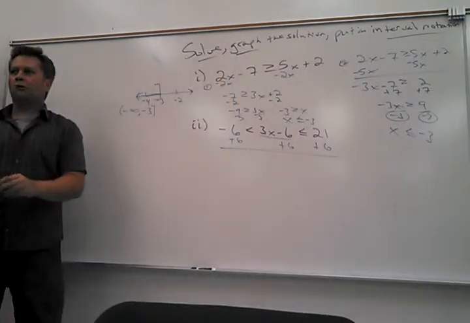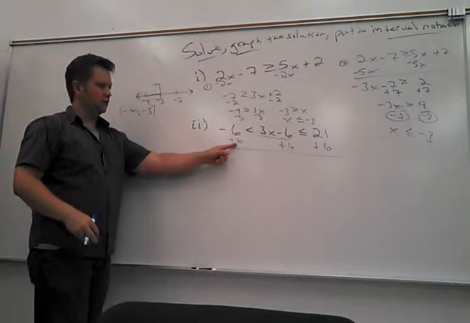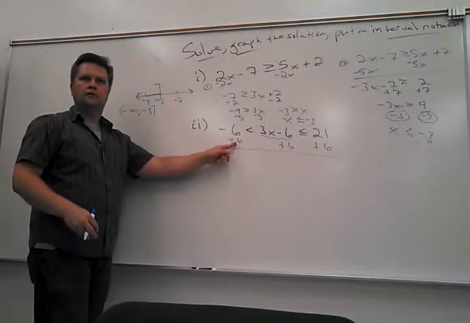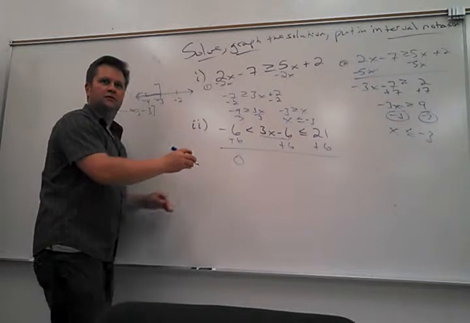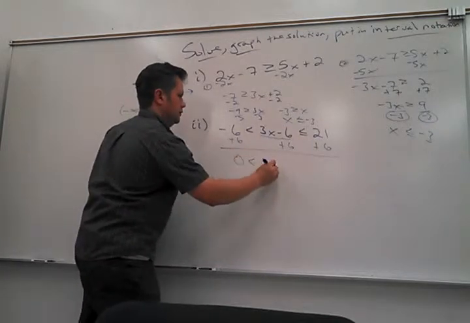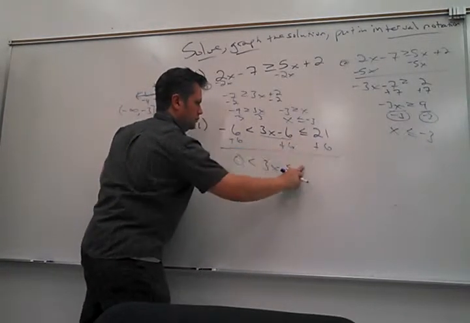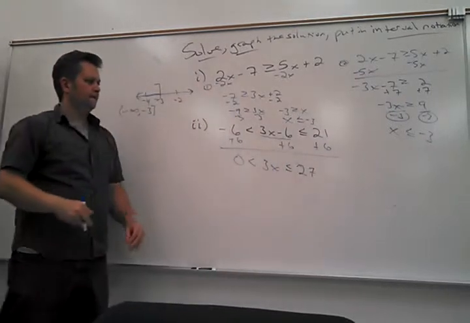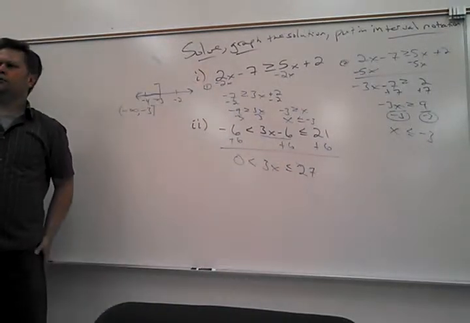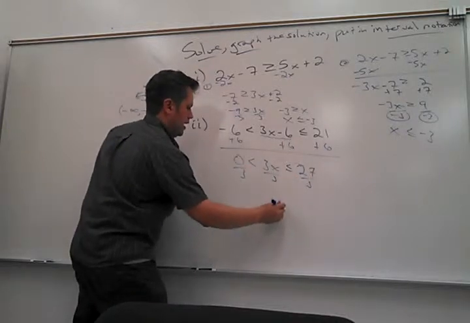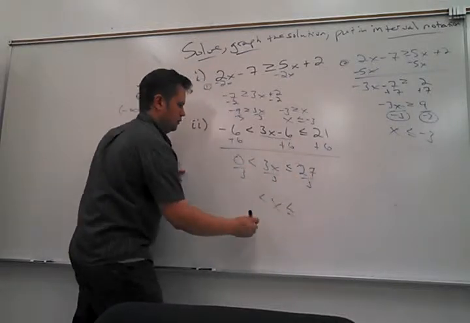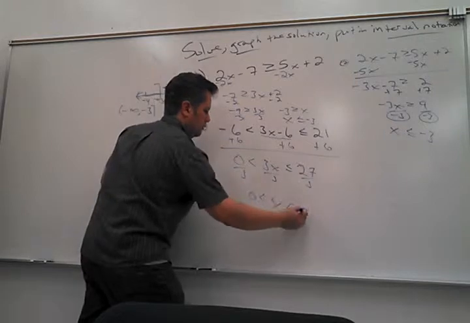Now, I did this kind of on purpose. This is 0. It's not gone. It's 0, right? Which is less than 3x, less than or equal to 27. And so the last thing I do, divide by 3. So then I'm going to get x is in between 0 and 9.